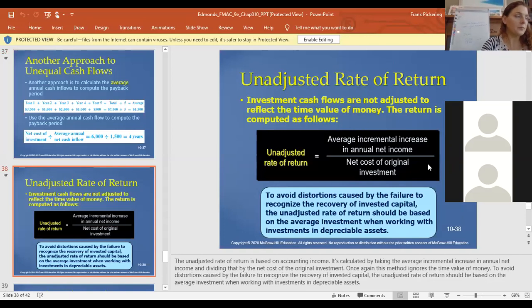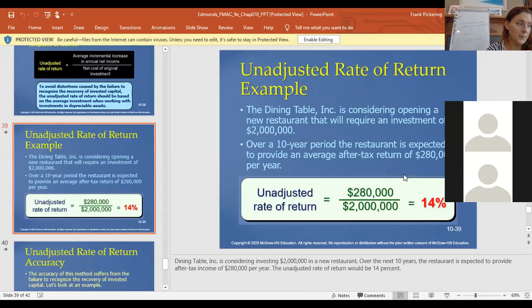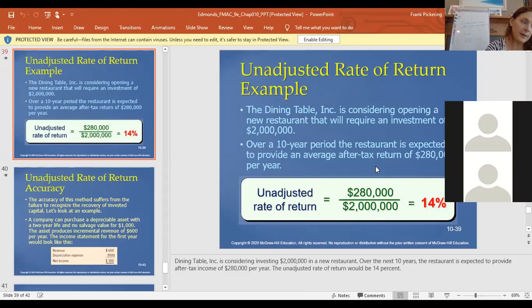Okay. This is our second part. Hopefully you guys can all see the PowerPoint. If not, let me know. So this is the second one we're going to do, and this is an unadjusted rate of return. This is going to be your average incremental increase in net income divided by the net cost of the original investment. It sounds pretty similar to what we did before. But if you look at the formula, it basically flips it. So this is really just sort of a flip of what we just did.